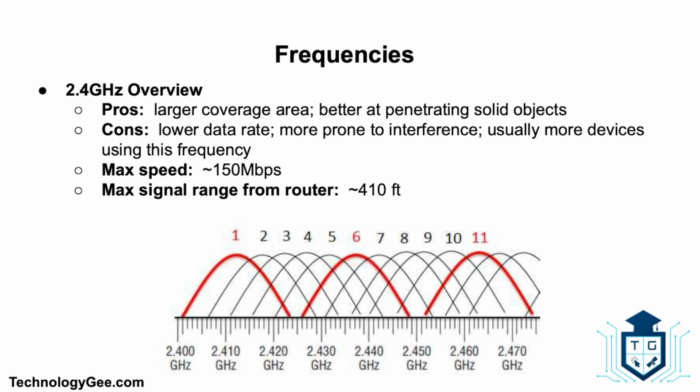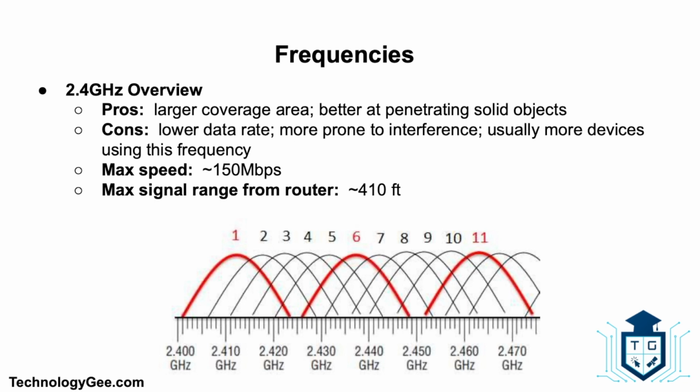Now let's talk about the 2.4 gigahertz frequency real quick. Some of the pros associated with 2.4 gigahertz are as follows. It has a larger coverage area and it is better at penetrating solid objects. Some of the cons: it has a lower data rate, is more prone to interference, and usually you'll find a lot of devices that use this frequency. It has a maximum connection speed of approximately 150 megabits per second, and a maximum signal range from the router of approximately 410 feet.